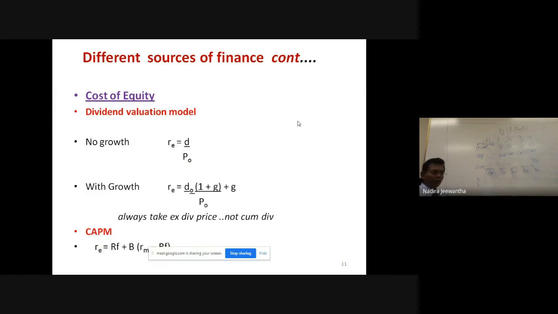With the growth, now remember the formulas. D means dividend, P is the price, G means the growth. You have to keep in mind the formula.